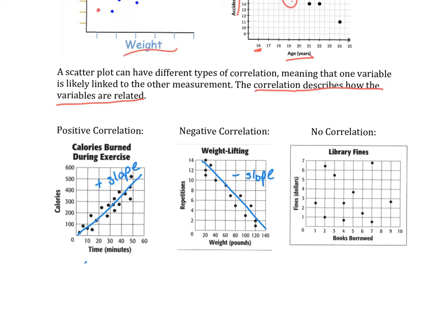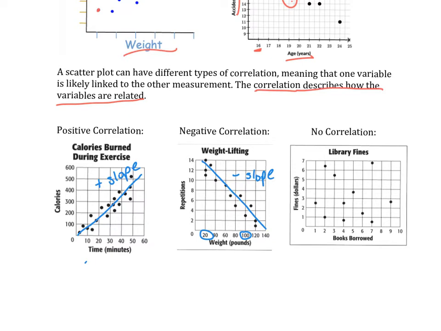Okay. So this is saying that if you're weightlifting and you are lifting more weight, right? The more weight you lift, the fewer repetitions you can do. That makes sense, right? If you're lifting something that's only 20 pounds, you're going to be able to do a lot of repetitions versus lifting something that's 100 pounds, okay, or more, right? So those would be negative correlated.